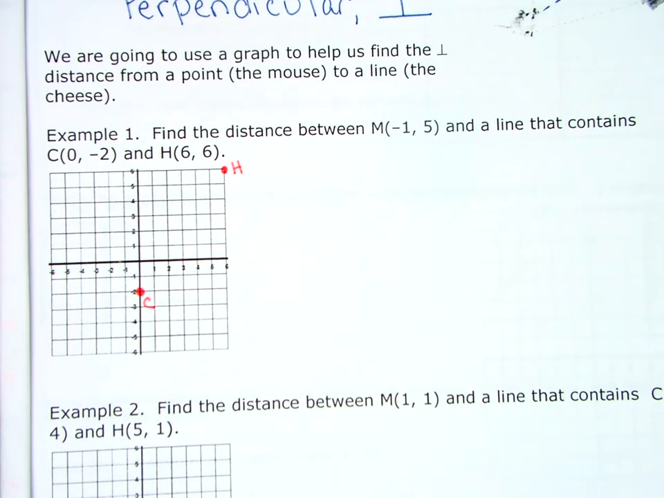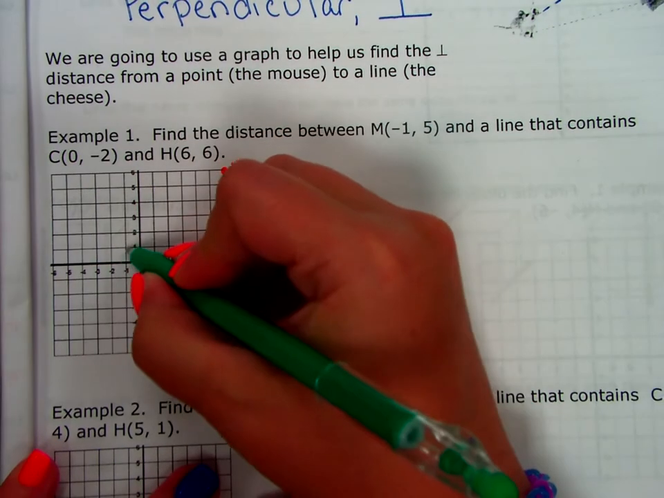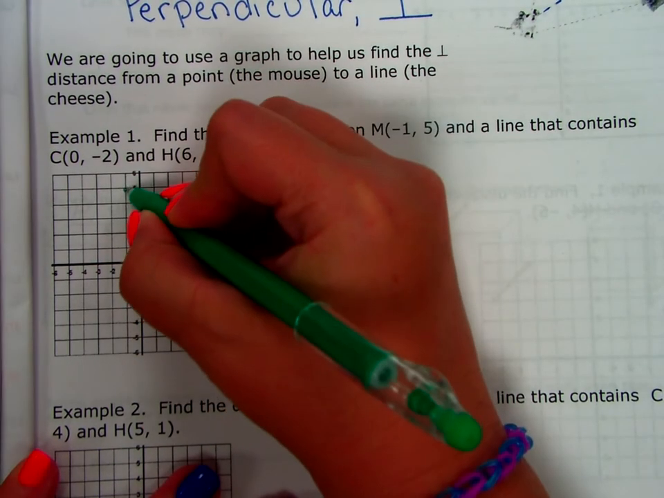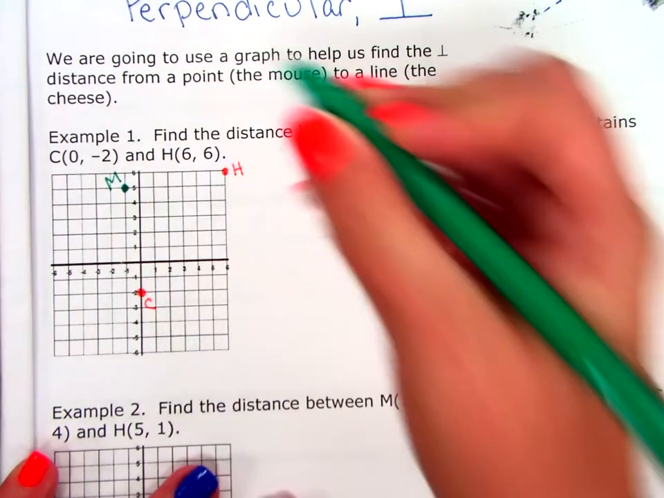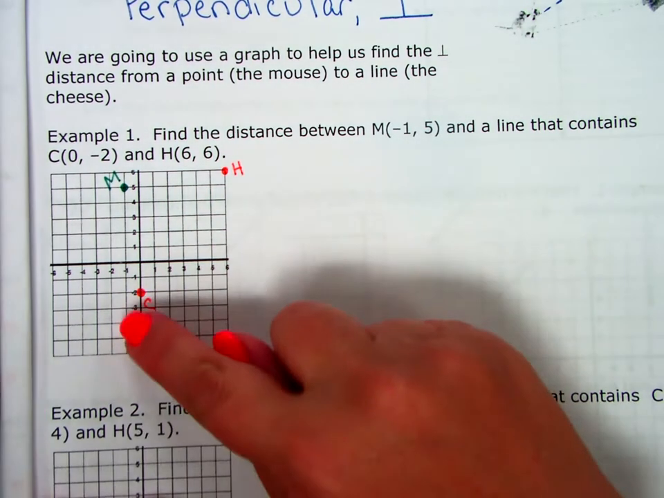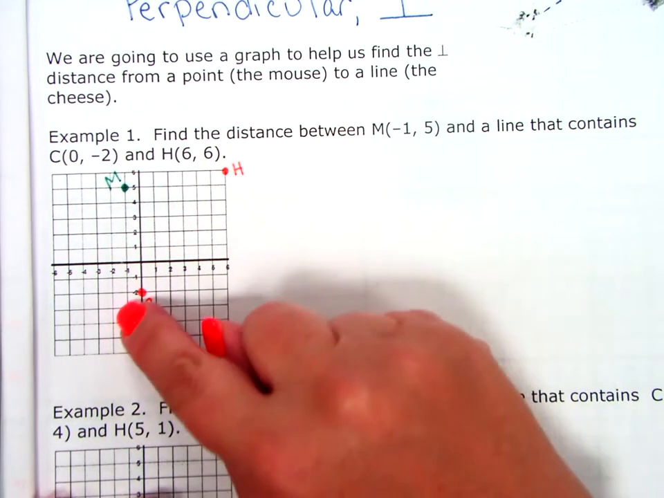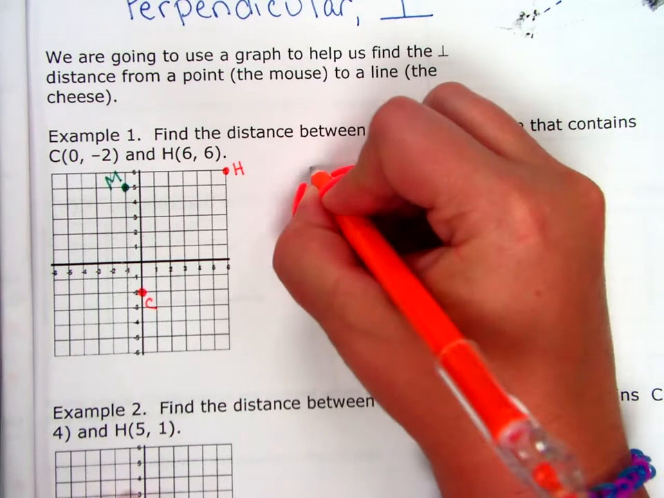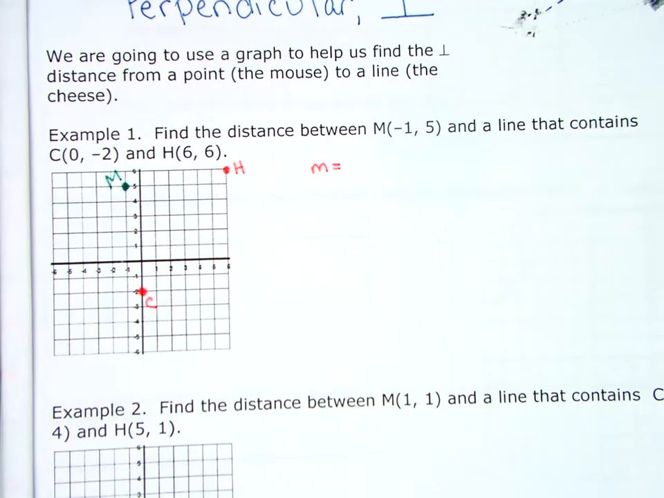Okay? My mouse is at the point -1, 5. -1, 1, 2, 3, 4, 5. Here's my mouse. Okay? The first thing I'm going to need to do is figure out what is the slope of this line that would contain C and H. So I'm going to use my slope formula to find the slope between points C and H.